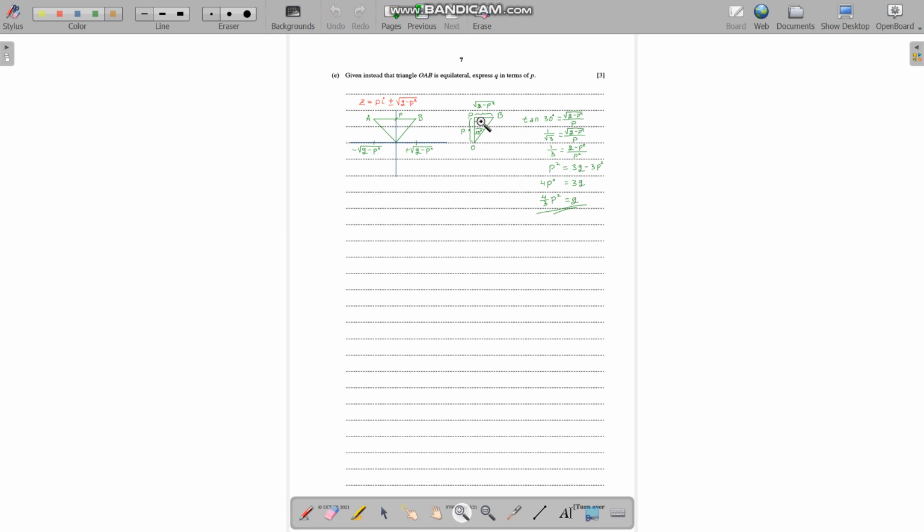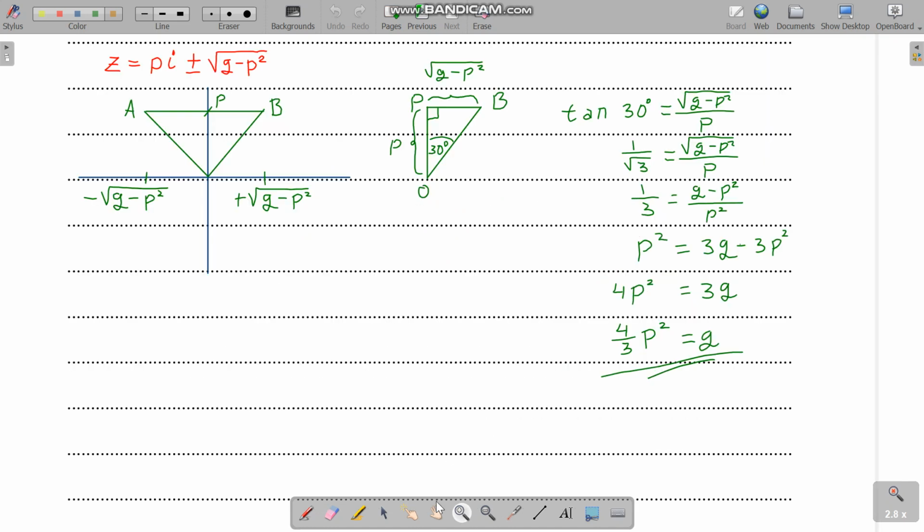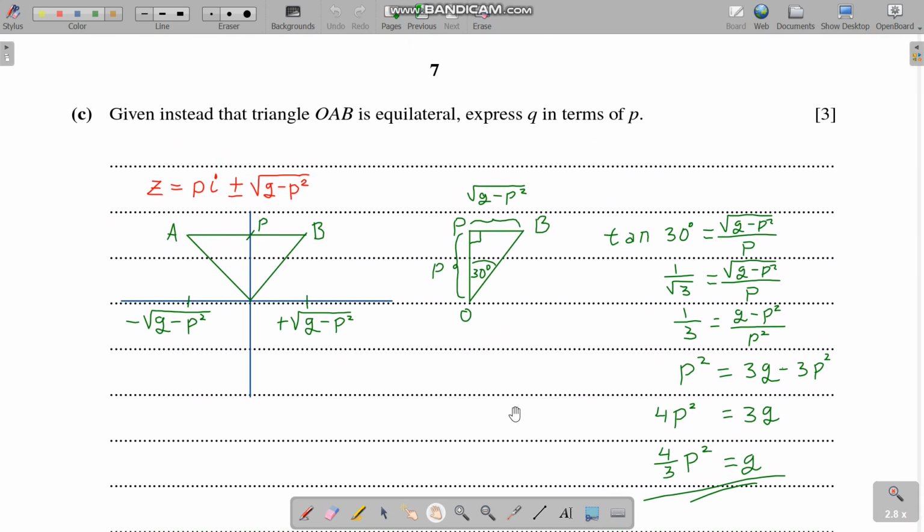The last part, given instead that triangle AOB is equilateral, so from the previous part we know this is the z, and the a and the b are the roots, so this is the a, this is the b, and we need to show that AOB is equilateral. So obviously for the length, this is the same as this. We only need to show that this angle is 60 degrees and it's therefore equilateral.